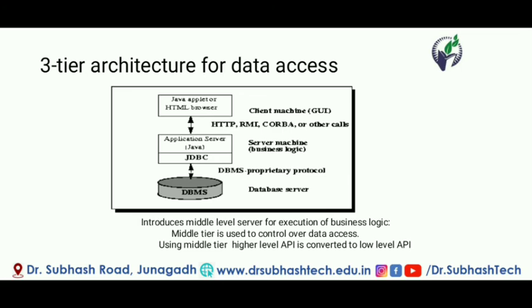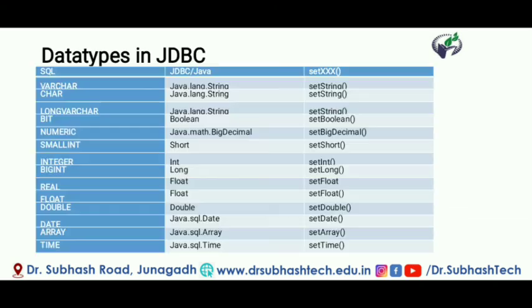So the middle level server is used to control that data access, and it is also used to convert the higher level API into lower level API. So using the middle tier, it is very easy to handle this data access from application to database. So this is the three tier architecture for data access.